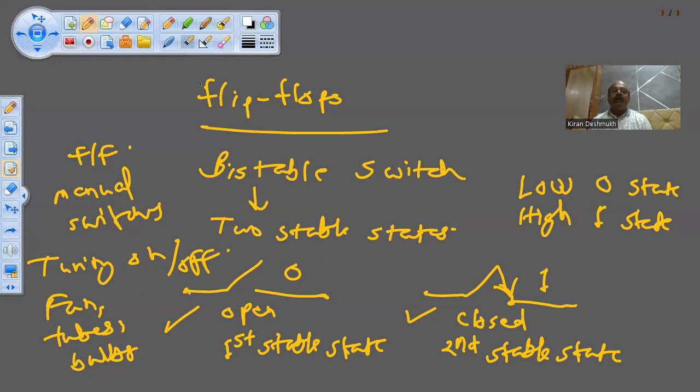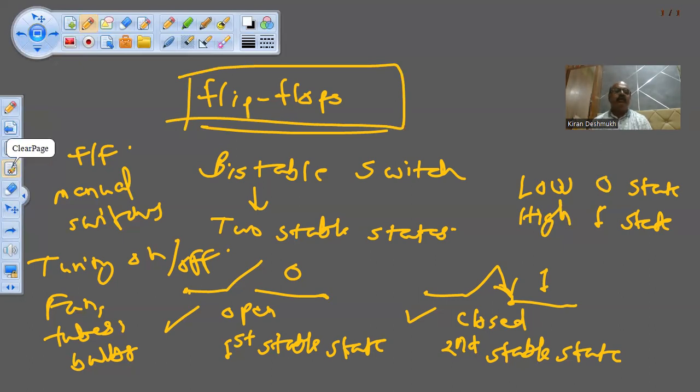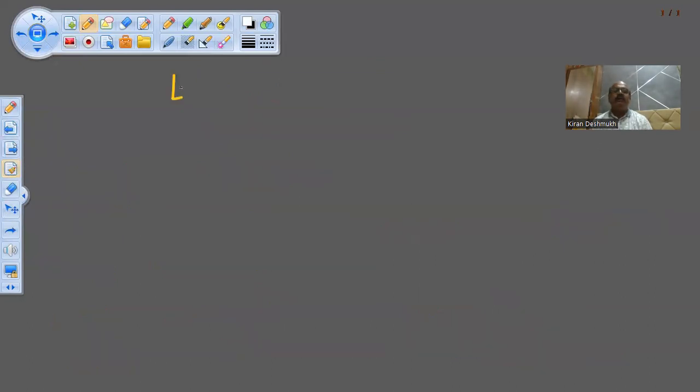But what we are talking about is the electronic flip-flops. So our topic is not the simple flip-flops. It is the electronic.